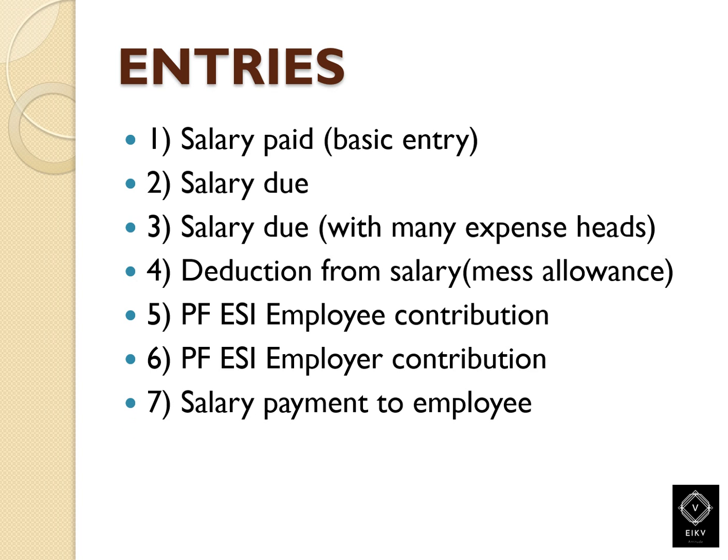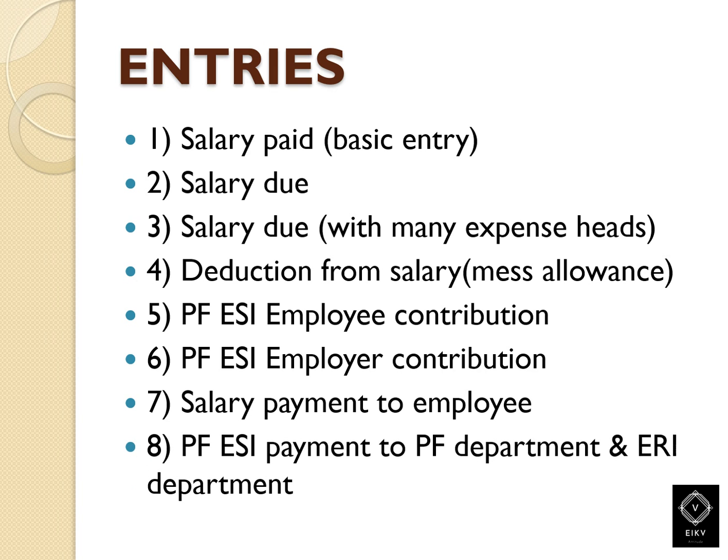Next one, salary paid to employees. Basically the second entry and the seventh entry are the salary due entry and the salary payment entry. That salary due entry shall be paid to the employees in the seventh entry. Next one, PF payment to the PF department and ESI department.